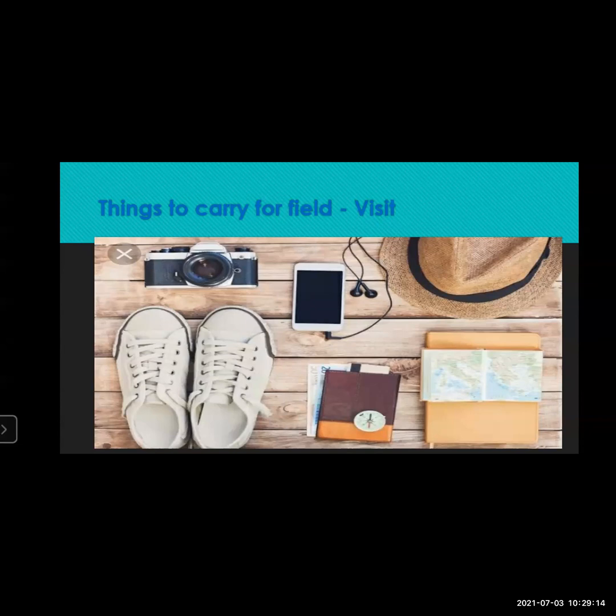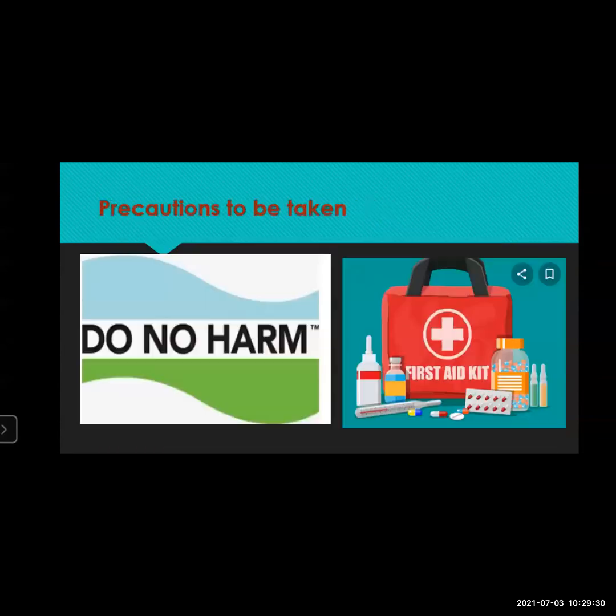Then the binocular is also taken in this field visit to see things from far away. And also another needed material you can take for the field visit. Now, this is about what things you're going to carry for your field visit. Let's move to the next slide.